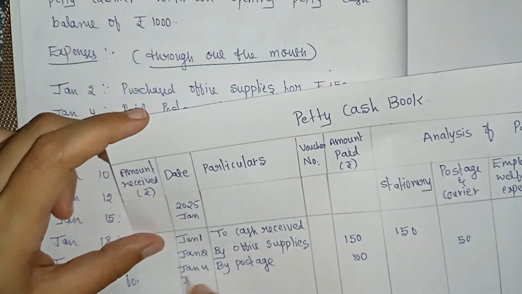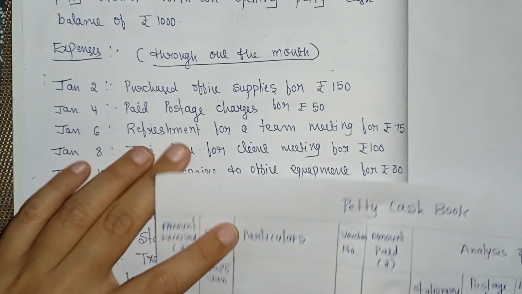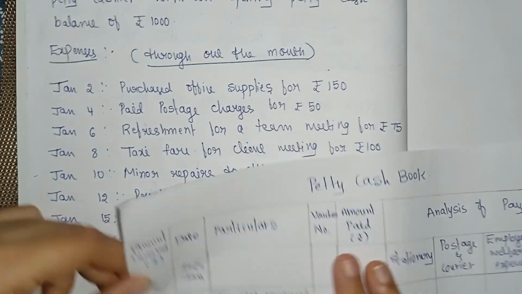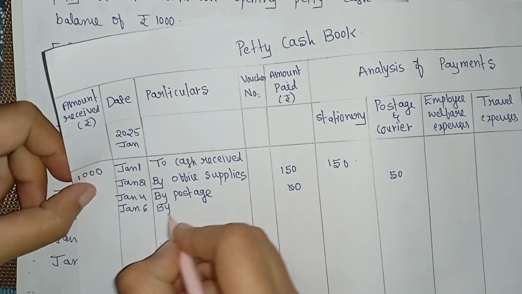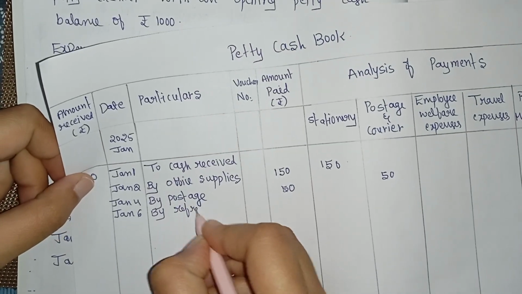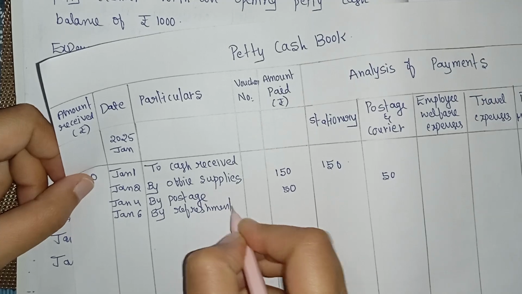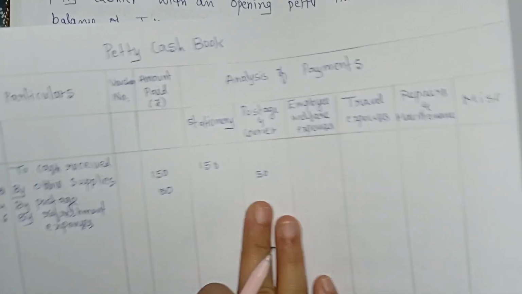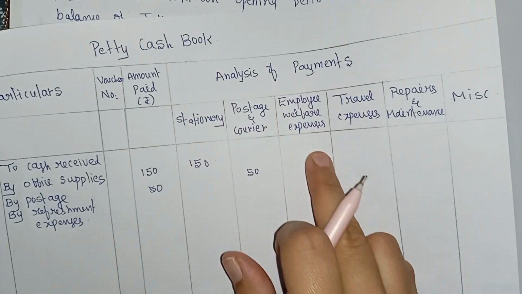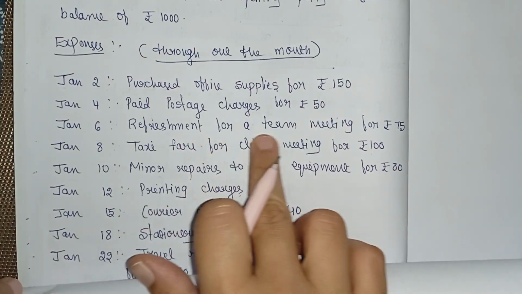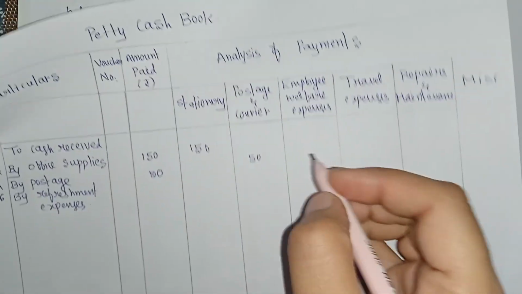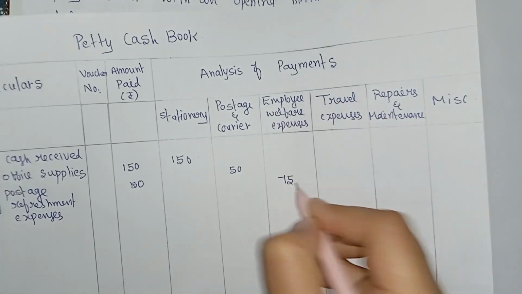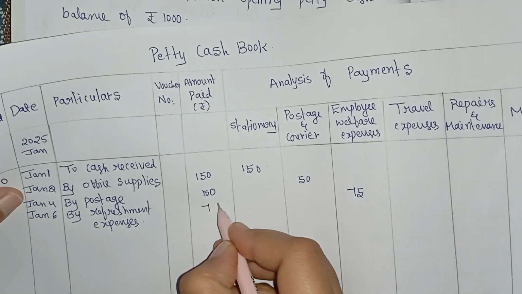Next one, Jan 6th. Refreshment for a team meeting for rupees 75. For rupees 75, by refreshment expenses. It falls under employee welfare expenses because refreshment for a team meeting, that is rupees 75. Write down in the employee welfare expenses category rupees 75, and in the total amount paid, that is rupees 75.